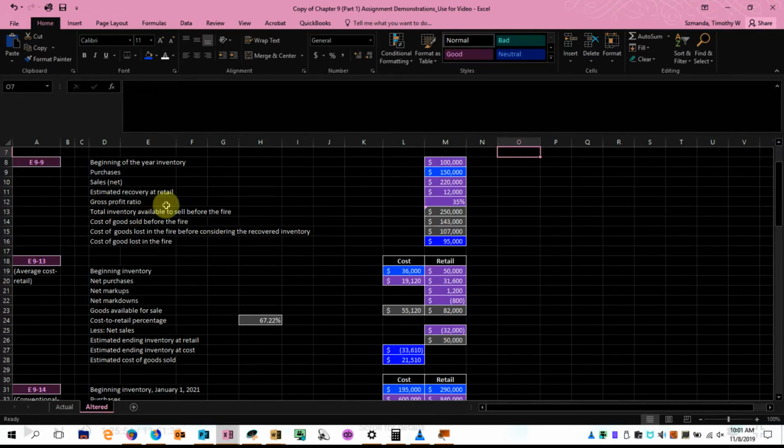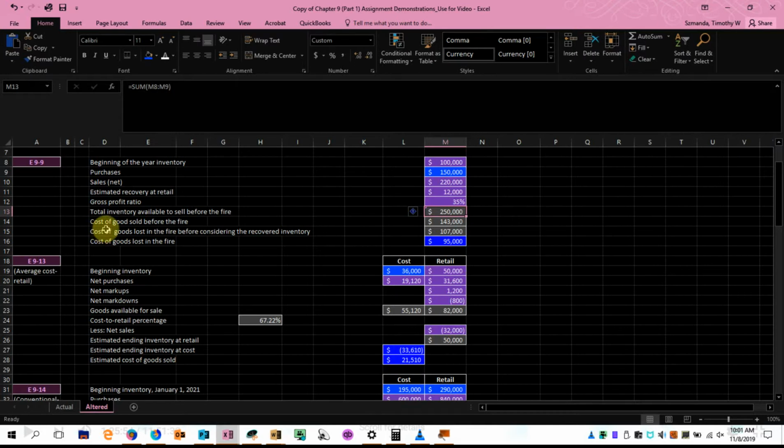The next exercise asks us to calculate the cost of goods lost in the fire. So the cost of goods lost in the fire involves us estimating our cost of goods sold for the fire and the goods that were lost, and then we have to factor in, as we said, the recovery. So the first step I made in this calculation is I just determined the total inventory available to sell before the fire. So what did we have sitting in inventory before the fire? Well, we had 100,000 beginning plus the 150 purchases, so we had 250,000.